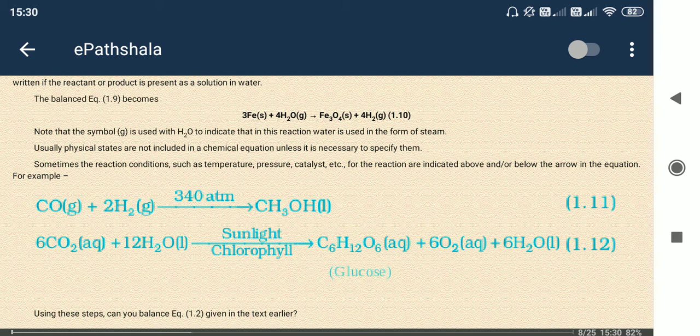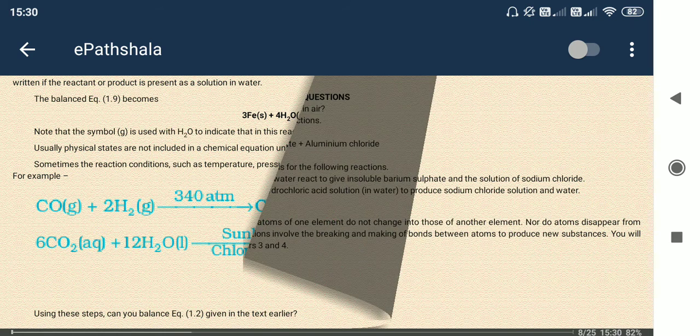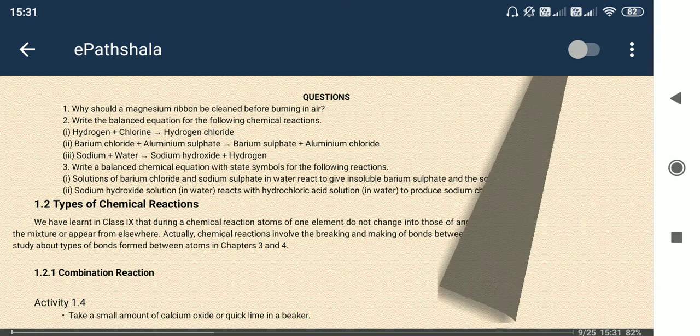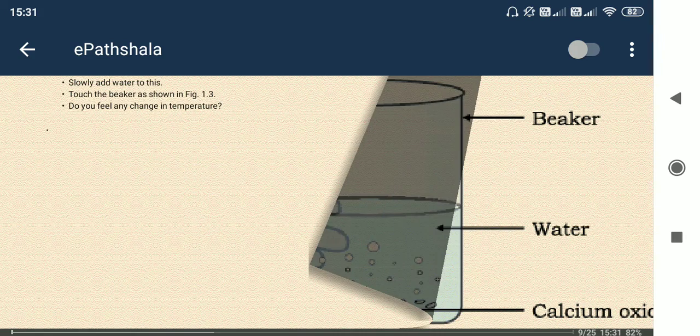So aqueous, AQ, is written in the lower reaction. CO2 in the bracket with AQ written means it is dissolved in water. Okay, so combination reaction, chemical reaction types. Combination reactions mean two or more molecules combine to form a specific molecule. You can see the example, then you will get a clear idea.